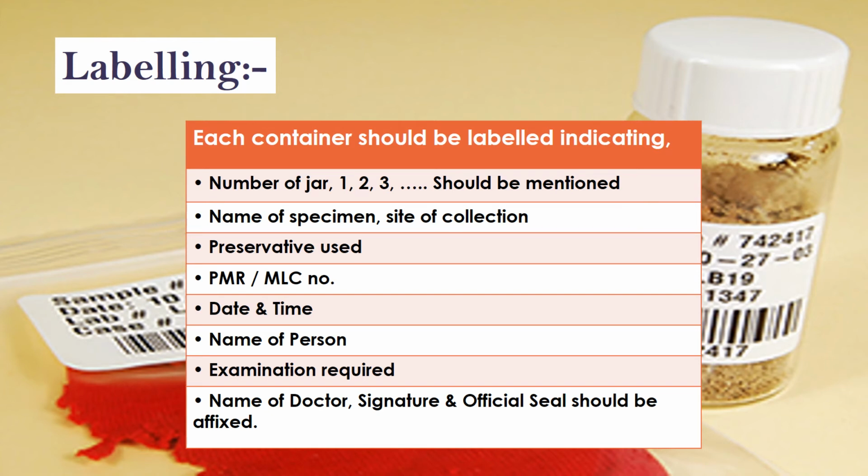Labeling. Each container should be labeled indicating number of jar: 1, 2, 3. Should be mentioned: name of specimen, site of collection, preservative used, PMR/MLC number, date and time, name of person, examination required. Name of doctor, signature and official seal should be affixed.